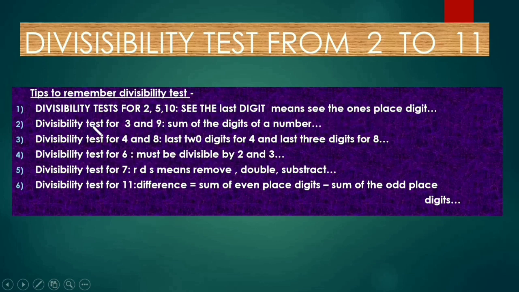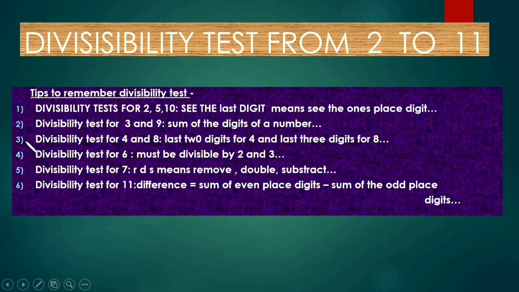Now jump to the next group, divisibility test for 3 and 9. Whenever you perform the divisibility test for 3, you have to take the sum of the digits of the number. Why we do that, we will learn afterward. Then when performing the divisibility test for 9, you also have to take the sum of the digits. These tips are very important. You should remember each and every tip for performing the divisibility tests.